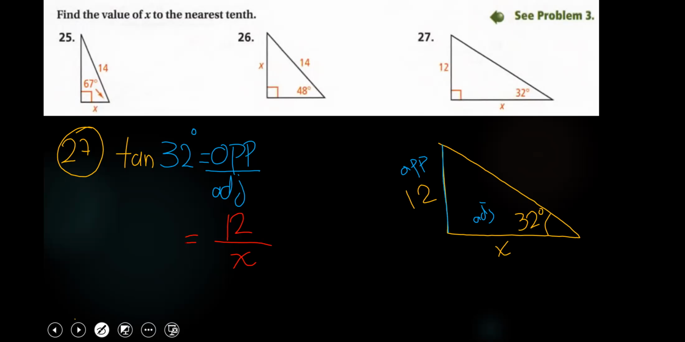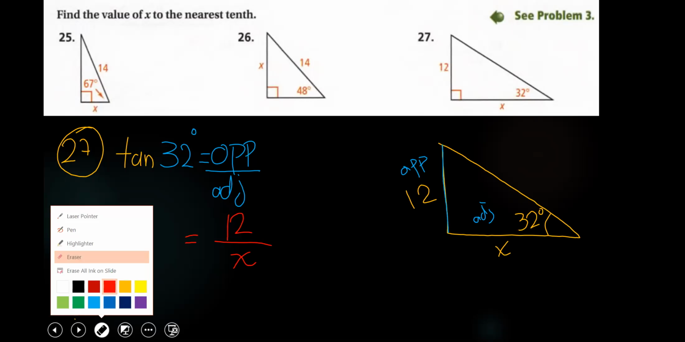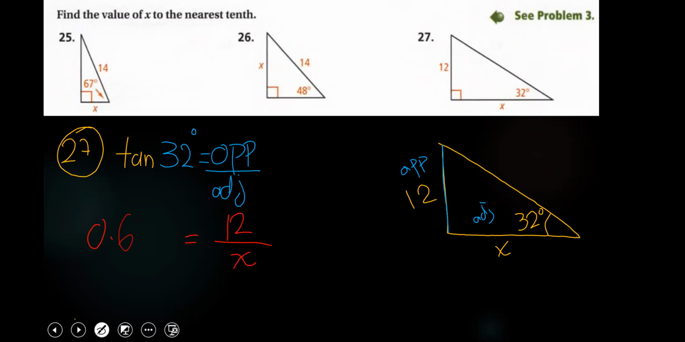Now on your calculator, you will find that tan 32 is 0.624. So yes, I found now the tan. We have an opposite over adjacent. What do I need to find now? The adjacent, the x.